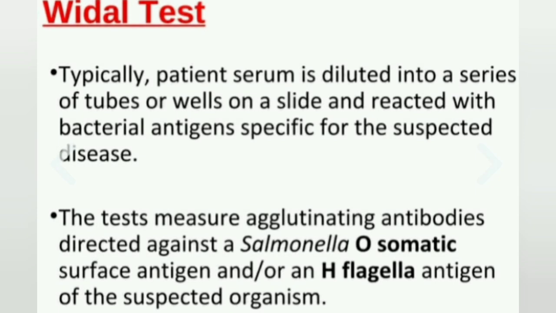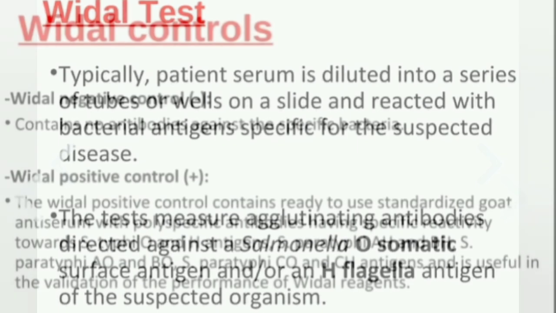and negative control. In the Widal test, typically patient serum is diluted in a series of tubes or vials on a slide and reacted with the bacterial antigen specifically for the suspected disease. The test measures agglutinating antibodies directed against the Salmonella O somatic surface antigen and the H flagella antigen of the suspected organisms.